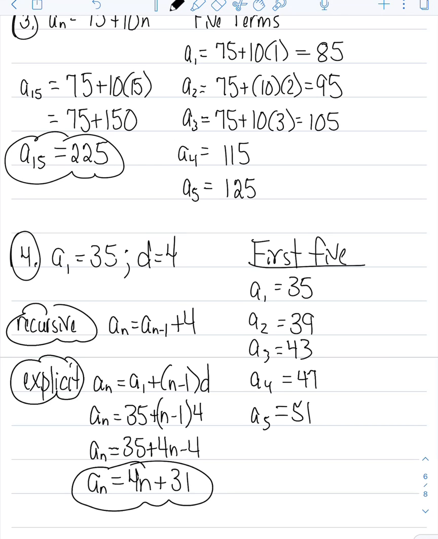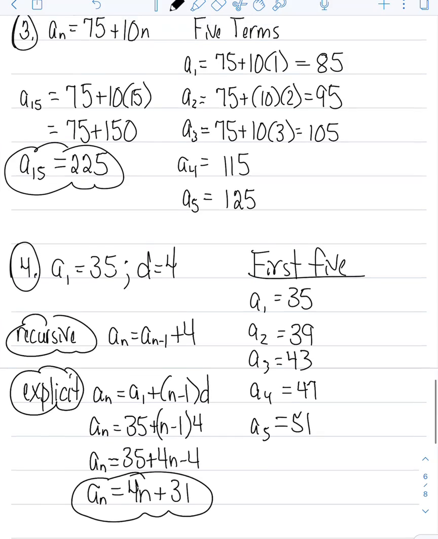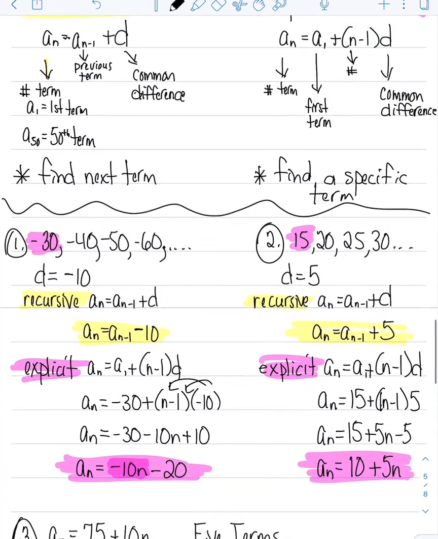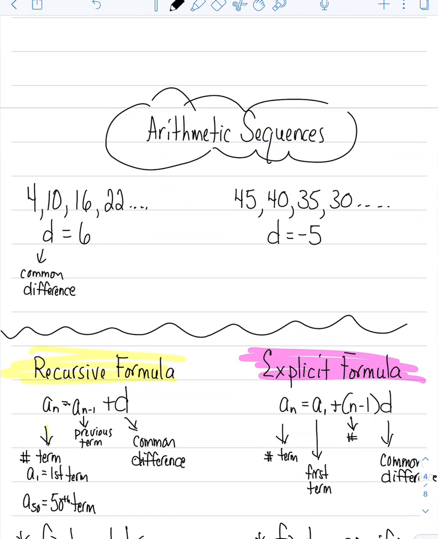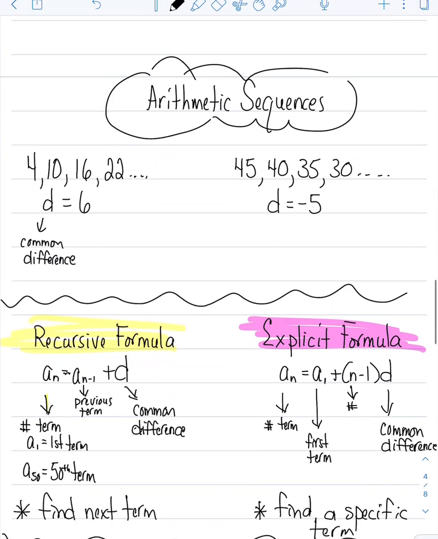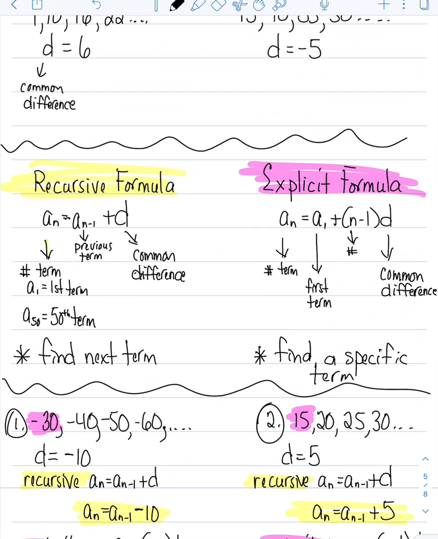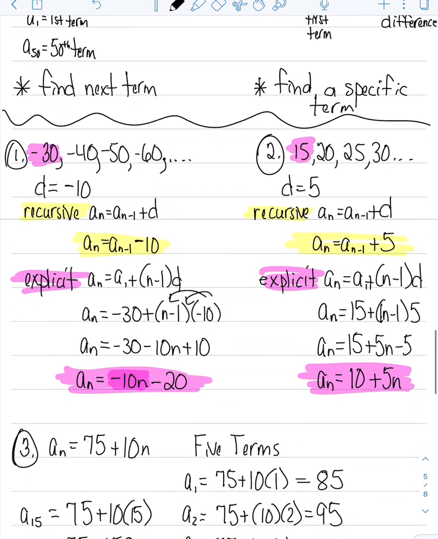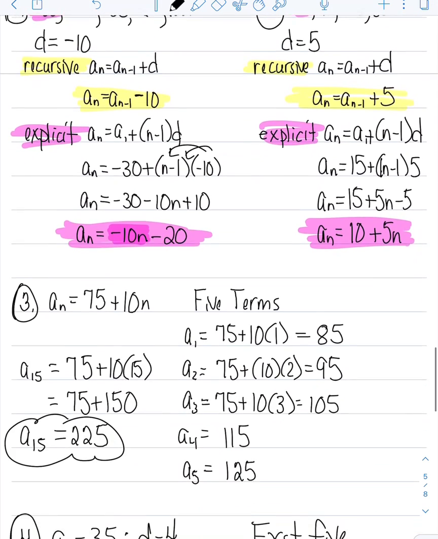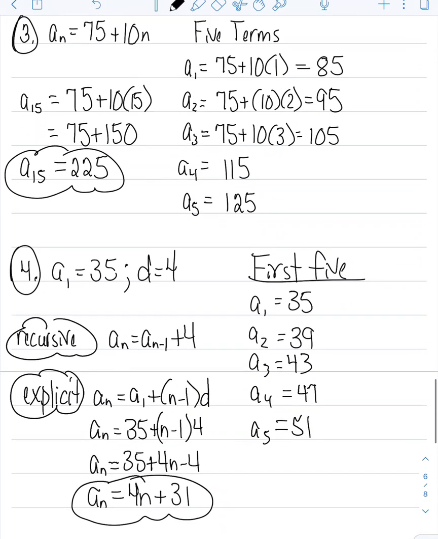So these are the different ways that we could interact with or think about arithmetic sequences. They have an adding or subtracting pattern, which is our common difference. You can write a recursive formula, which helps us find the next term, or an explicit formula, which helps us find specific terms. And then we went through how to use that information in different situations.